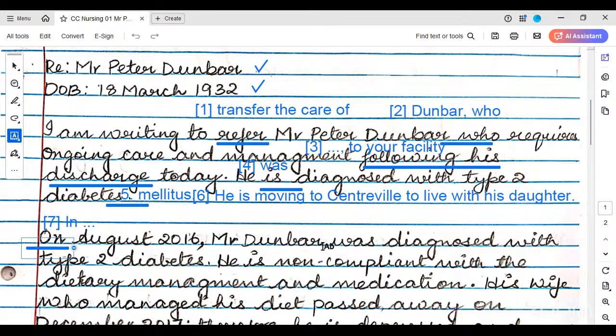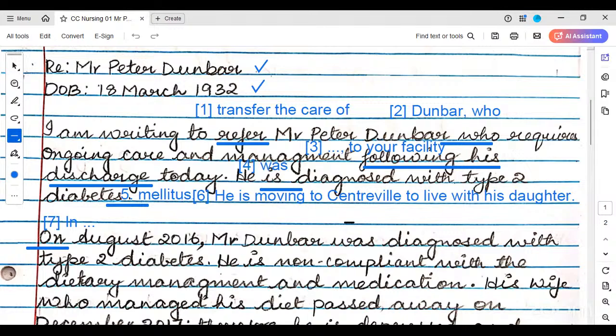He developed a serious condition called diabetic neuropathy. So be careful. In August 2000, Mr. Dunbar was diagnosed with type 2 diabetes. So you can forget this one here. You can remove this particular thing from here, and write it somewhere else. Fine. Be careful with whatever you are writing. Don't repeat, avoid repetition. Avoid repeating the same things. Avoid repetition of the already mentioned things.